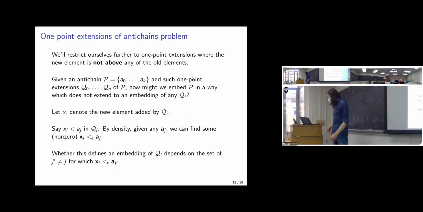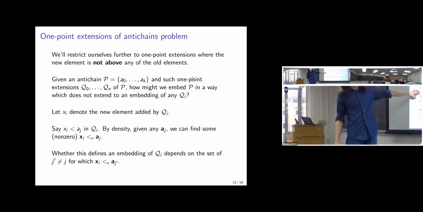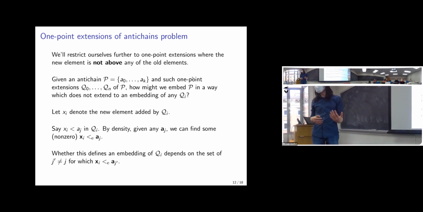So whether this defines an embedding of Qi depends on the set of j prime for which xi is below aj prime. It has to match up with whatever Qi says. Nevertheless, this doesn't really prove anything, but I just wanted to say that density is a thing and we have to be aware of it.